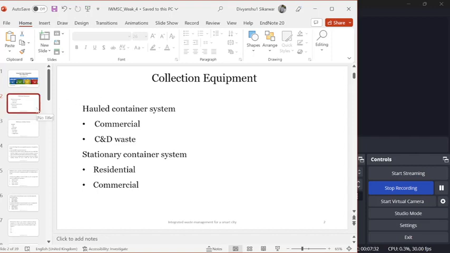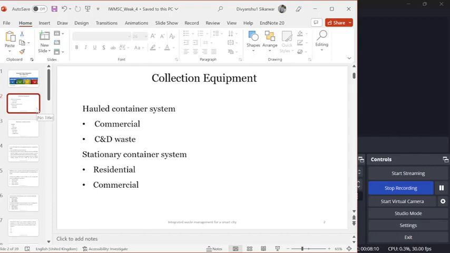So, as discussed in the fourth week of the class, various collection equipment are used for the collection of solid waste. For example, hauled container systems and stationary container systems. Hauled container systems are basically those systems where the hauled container can be moved from its location with waste.